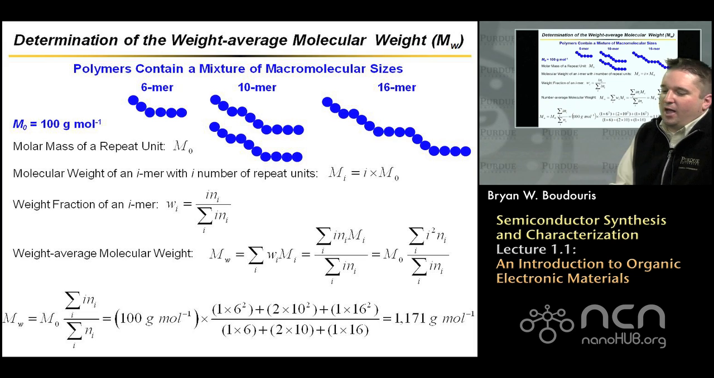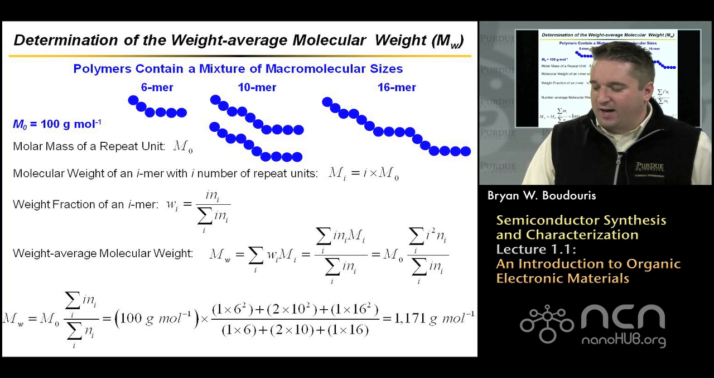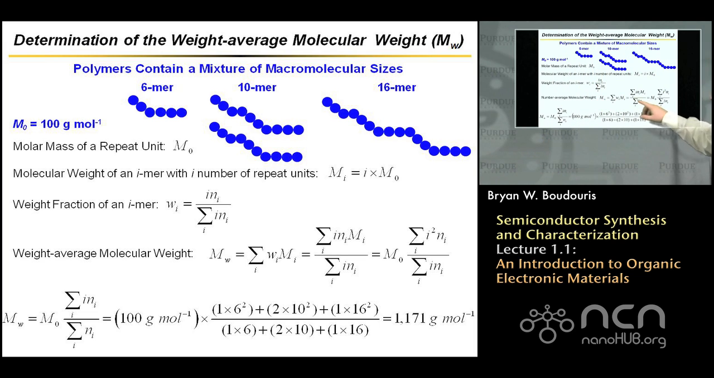Okay. And through this, if we redo the calculation, we'll see that I have 100 stays the same, and we still have one 6-mer, but now the 6 is squared. We still have two 10-mers, but now the 10 is squared. And I still have one 16-mer, but now the 16 is squared. And when I do this, appropriately in the numerator and in the denominator, we find out the weight average molecular weight is 1171 grams per mole.